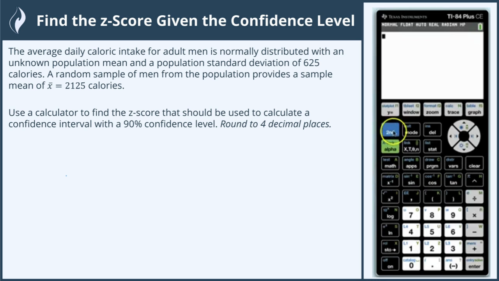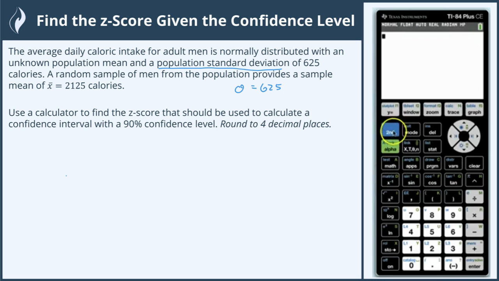So this is important. The average daily caloric intake for adult men is normally distributed, very important, with an unknown population mean and population standard deviation of 625 calories. So they're giving us the population standard deviation. I always like to know if they're given a population standard deviation. This is very important when you're doing confidence intervals, because you need to know whether you're doing confidence intervals with a known population standard deviation or unknown, and that will change whether you use T or Z, okay? But let's see what we do here.